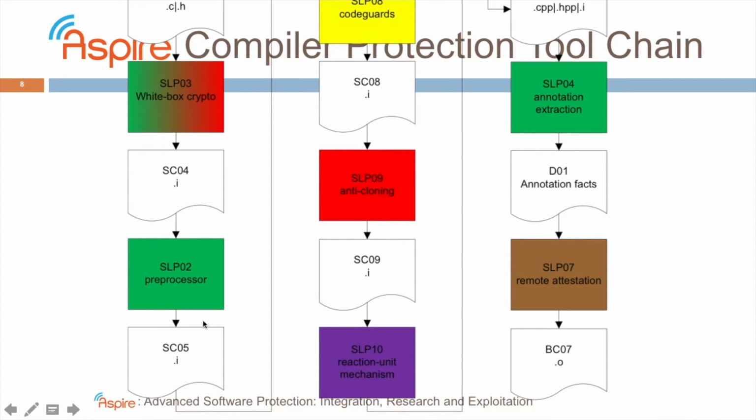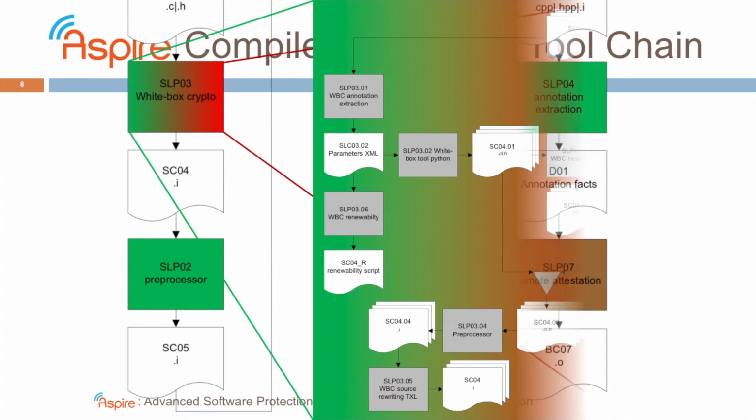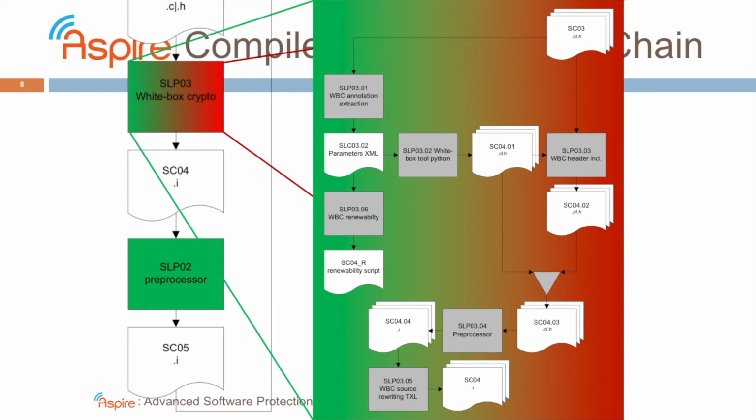You also see that we do some pre-processing. That's because most of the tools operate on pre-processed code, but not all of them. For example, the white box crypto step here operates on code that has not yet been pre-processed. Now, in this report 5.11, we zoom in on all of these protection steps. For example, for the white box crypto, we also discuss all the detailed processing steps.